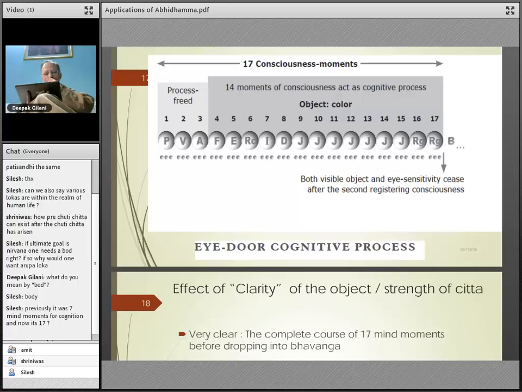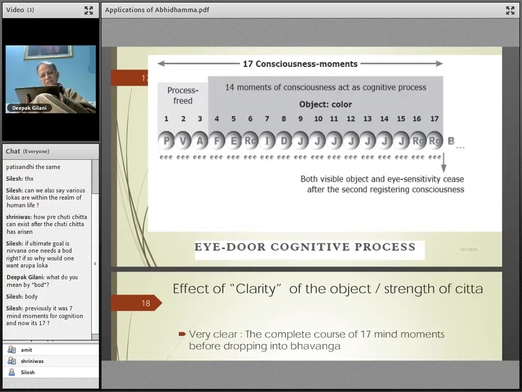So what is written as P means the past bhavanga chitta, which got disturbed. There was vibration of the bhavanga chitta, that's called vibrating chitta, meaning disturbance. Then that chitta gets arrested. If the disturbance is sufficiently strong to arrest it, then it will get arrested, and then the process will start.